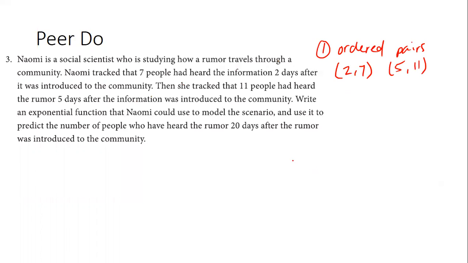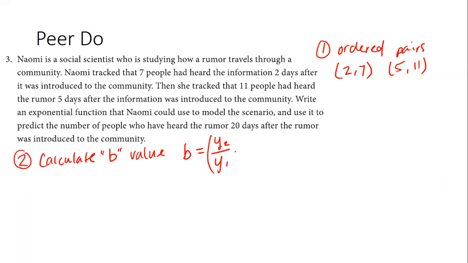Okay. Step two, you're going to calculate your B value. Okay. And so to calculate your B value, there's a formula. Okay. The formula is B equals Y2 divided by Y1 to the 1 divided by X2 minus X1. That is how you calculate your B value with 2 points. Okay? So your Y2 and Y1 come from here. You have your X1, Y1, your X2, Y2. Do you not? Yeah. So you're just plugging things in.